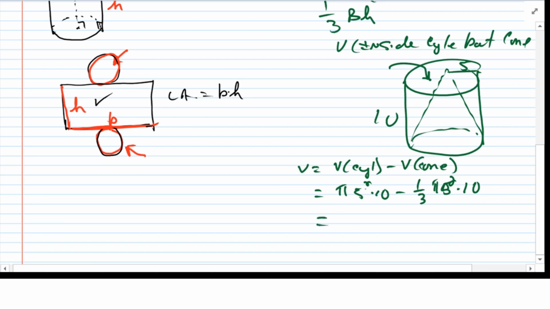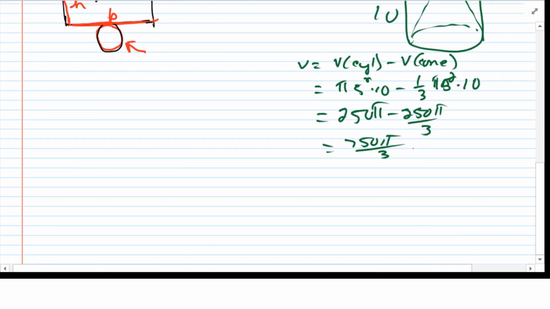But if we do the math here, we get 25 times 10, which is 250 pi, minus this is 25 times 10, which is 250 pi. Oops, I better put my pi in. 250 pi minus 250 pi over 3. A common denominator of 3 right here gives you 750 pi over 3. So that's multiplying top and bottom by 3. We keep our 250 pi over 3, and when we subtract, what we get is 500 pi over 3. And that would be your answer.